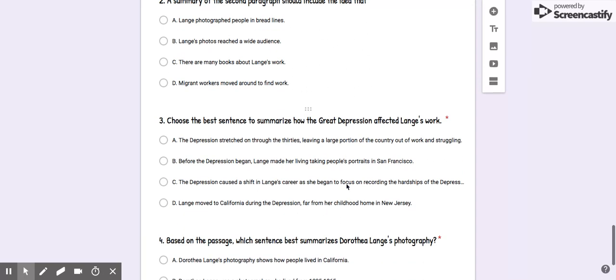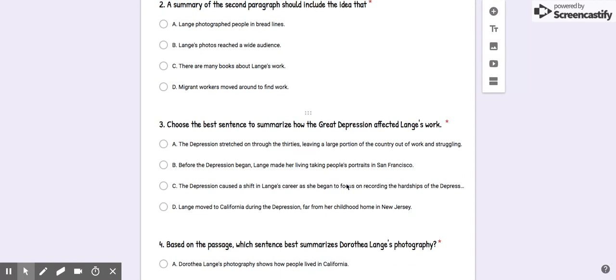Okay, number 3. Choose the sentence, the best sentence, to summarize how the Great Depression affected Lange's work. Now, if there is ever a time where you do not understand what a question is asking you, it's okay to ask. Whenever we get to K-Prep, your teachers or your proctor is not going to be able to share that much information with you. But as far as classwork goes and common assessments goes, please ask. So it says, choose the best sentence to summarize how the Great Depression affected Lange's work.